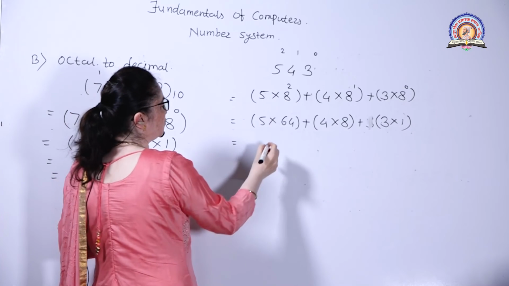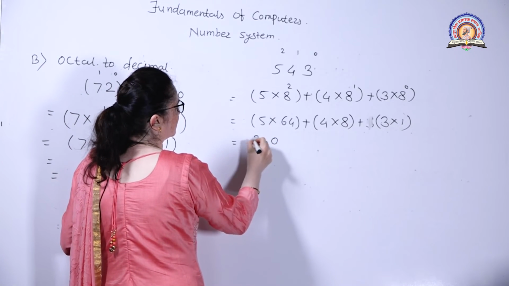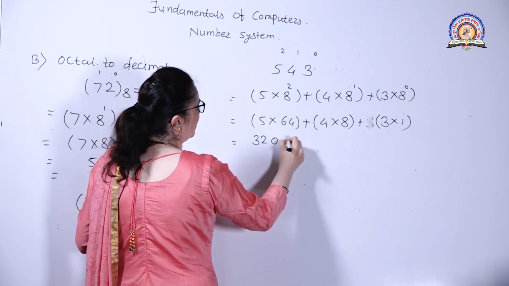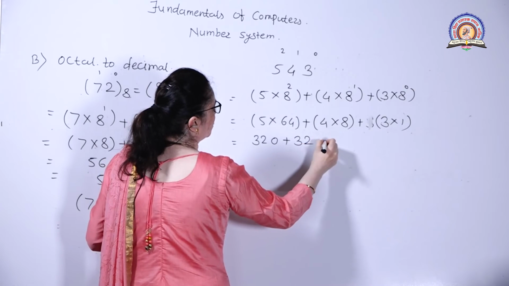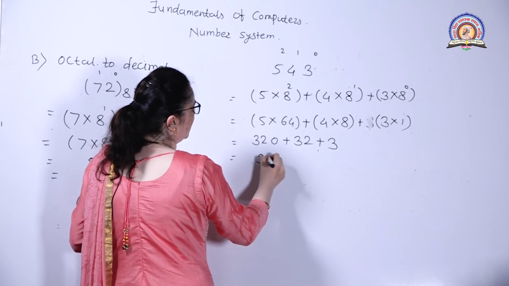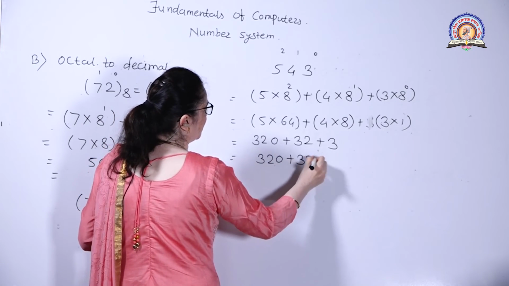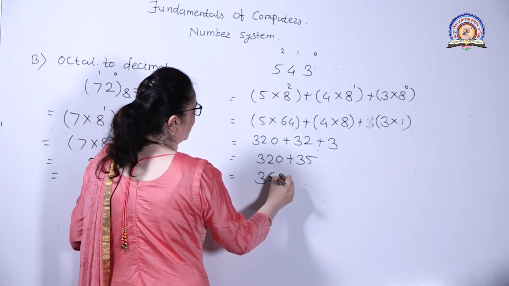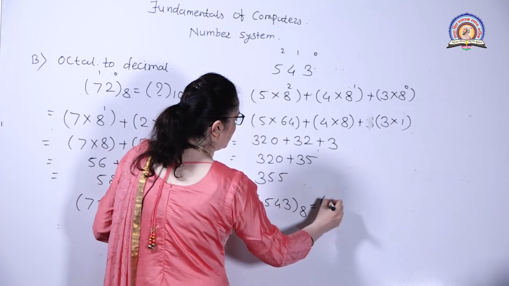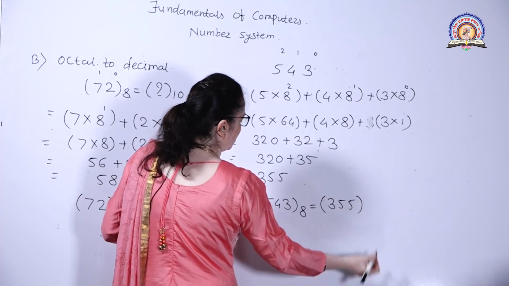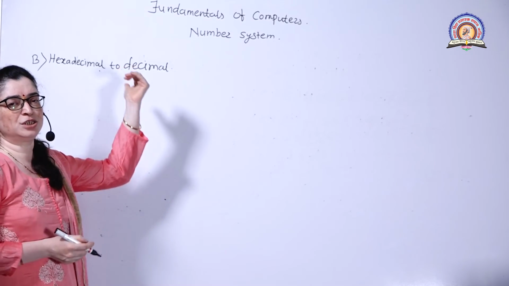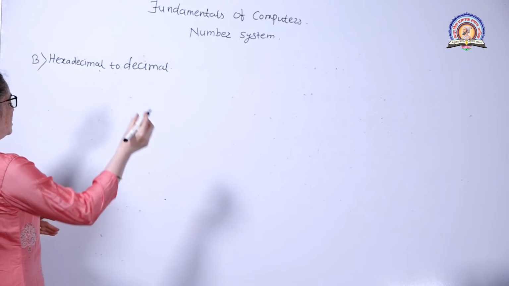So here 64 into 5, that is 320, plus 4 8s are 32, plus 3. So this will be 320 plus 35, that is 355. So the decimal equivalent of 543 is 355.